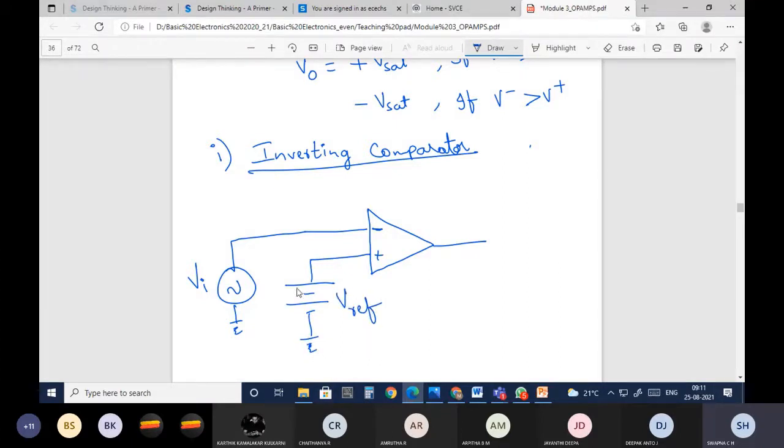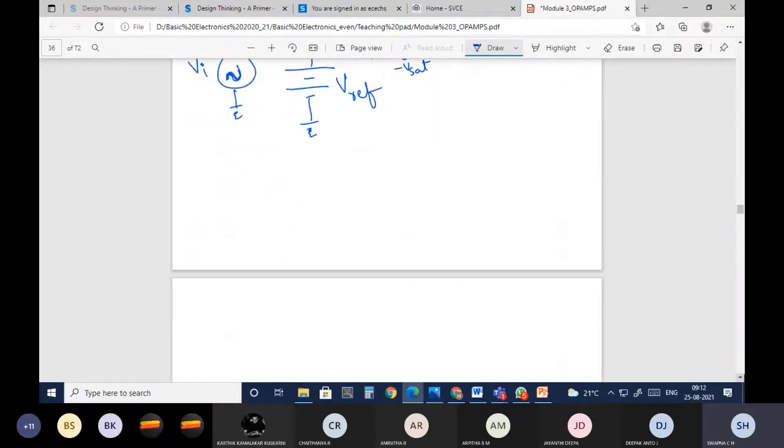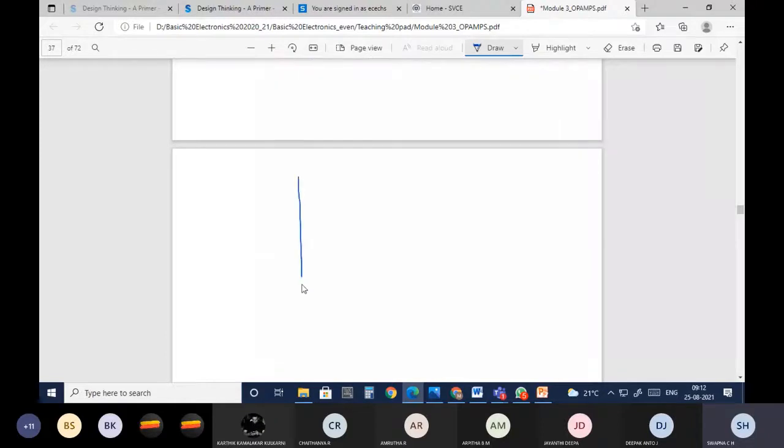You may ask me a question: ma'am, here you have represented a battery and here a sinusoidal signal. The sinusoidal signal implies that it is an AC signal, and V reference is some constant DC value. Again, you need to find out what the output will be. This is your comparator circuit. If you want, you can also connect the additional inputs, plus Vsat and minus Vsat. I have to get the output, so first let me take the waveform.